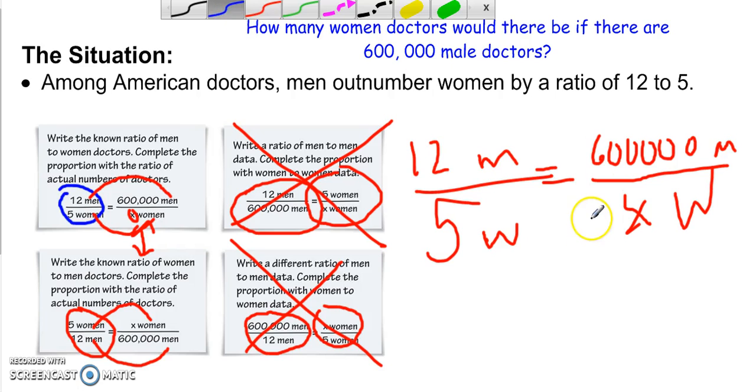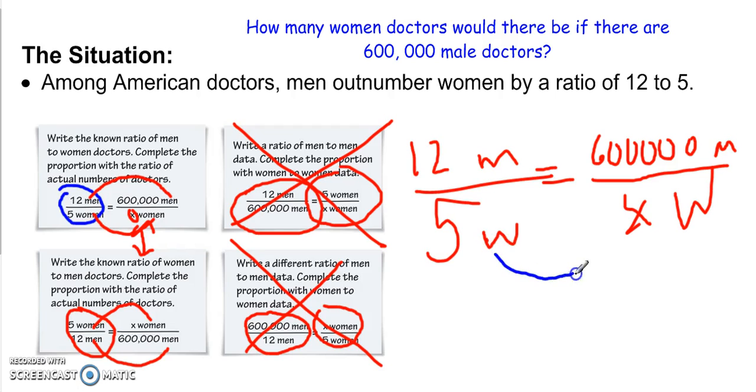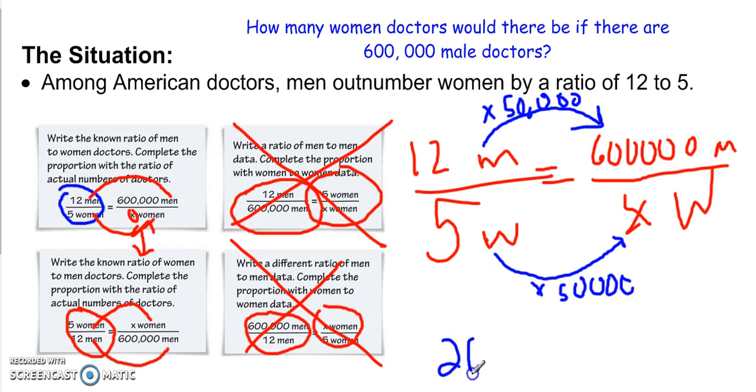I'm going to think of this as two equivalent ratios, or two equivalent similar pictures. I'm going to draw my arrow from what I know to what I want to know, so from 5 to x and from 12 to 600,000. I'm going to find my scale factor by taking 600,000 and dividing it by 12, getting a scale factor of times 50,000. Then I'm going to take 5 times 50,000 to get a total of 250,000 women. And that's how I would solve that proportion.